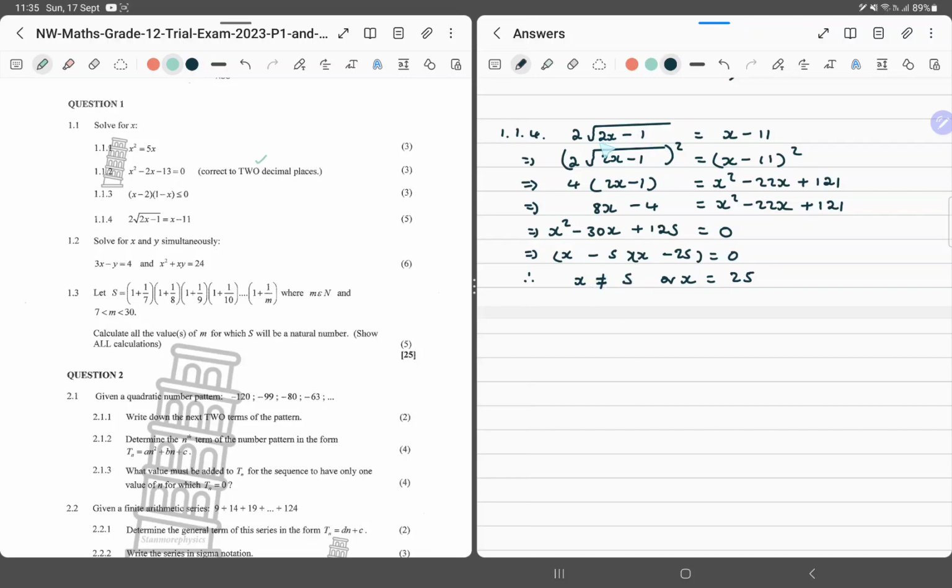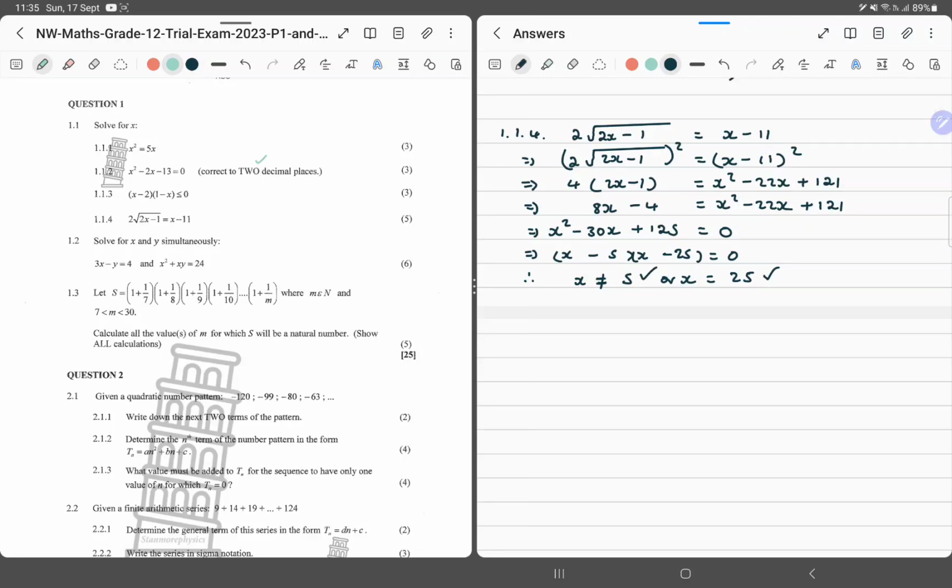When we put a 25 in there, we get a 50. 50 minus 1, it's a 49. A positive square root of 49 is 7. 7 times 2, that's 14. We put a 25 minus 11, that's 14. So the left-hand side is equal to the right-hand side.